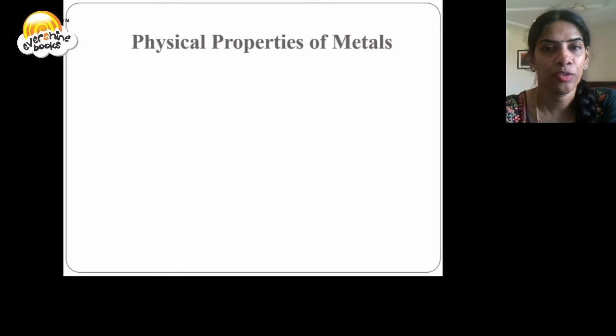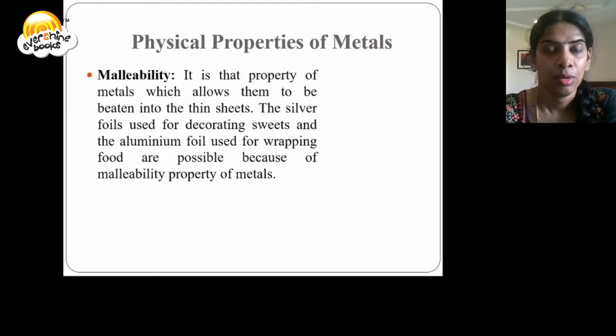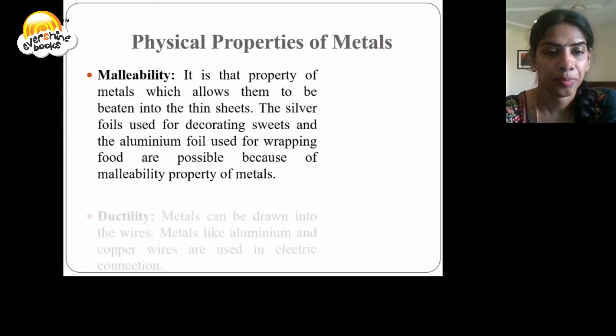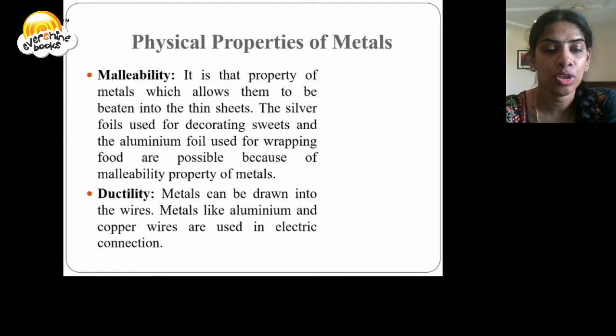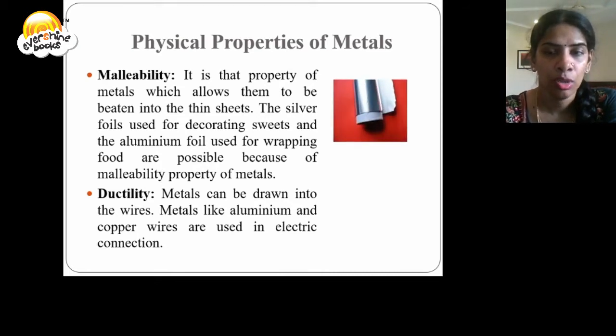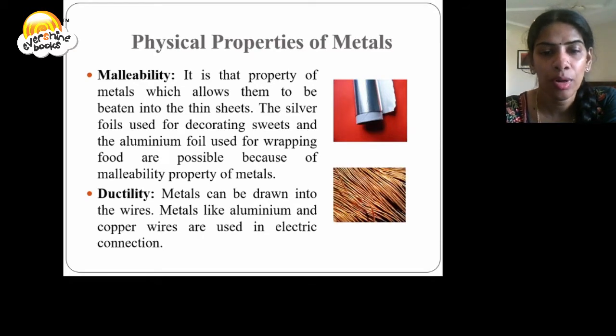What are the physical properties of the metals? Malleability, the property of metals which allows them to be beaten into thin sheets. The silver foils used for decorating sweets and aluminum foil used for wrapping food are used because of the malleability property. Ductility, metals can be drawn into wires. Metals like aluminum and copper wires are used in electrical connections. You can see the silver foil being used for decorating sweets and for wrapping food. These are the copper and aluminium wires used for electrical connection.